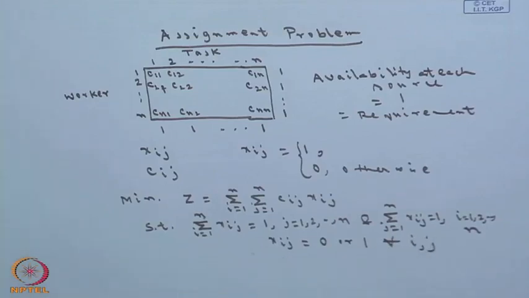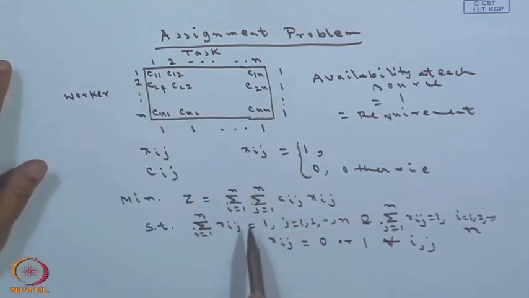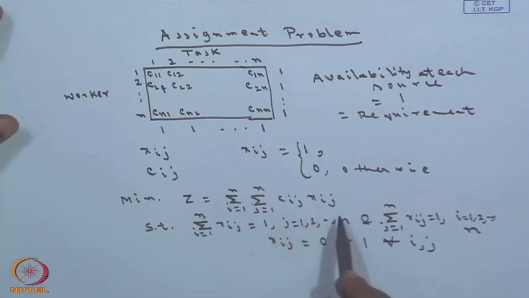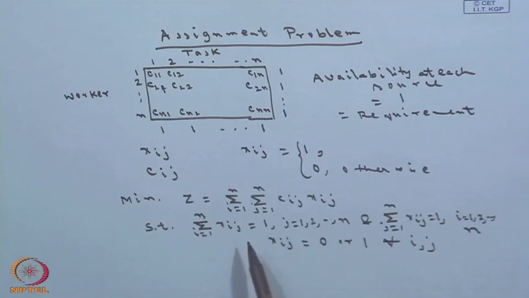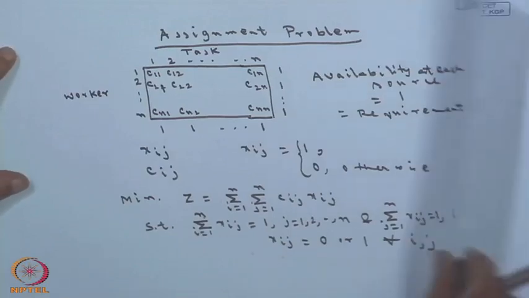So, it is similar to the transportation problem, the only difference here is that you are minimizing z equals summation i equals 1 to n, summation j equals 1 to n, Cij Xij, subject to summation i equals 1 to n Xij equals 1, where j is 1 to n, and summation j equals 1 to n Xij is also 1, where i is also 1 to n. That is, row wise and column wise, the sum should be equal to 1. So, the mathematical formulation is this one.